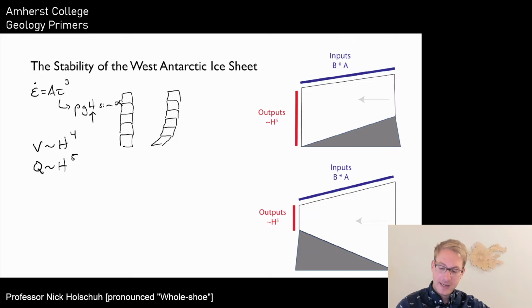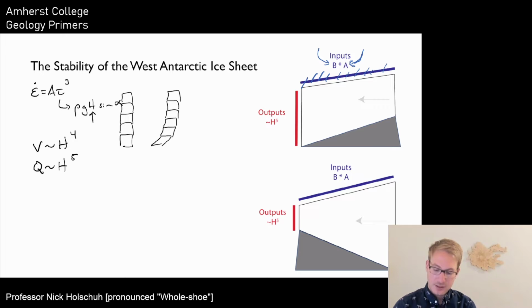So let's imagine a glacier that's in equilibrium. To say it's in equilibrium or in steady state is to say that its inputs equal its outputs. So we just said that its outputs scale with something like thickness to the fifth power. Inputs, instead, are simply the accumulation rate of snow, which we'll call B, times the area over which accumulation is deposited, which is a function of the length of the glacier and the width of the glacier. Length times width gets you area.